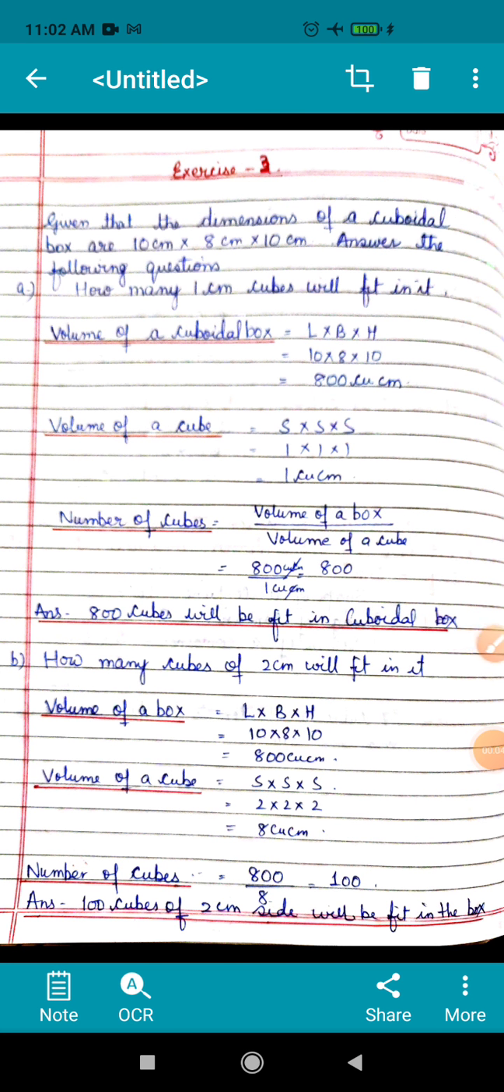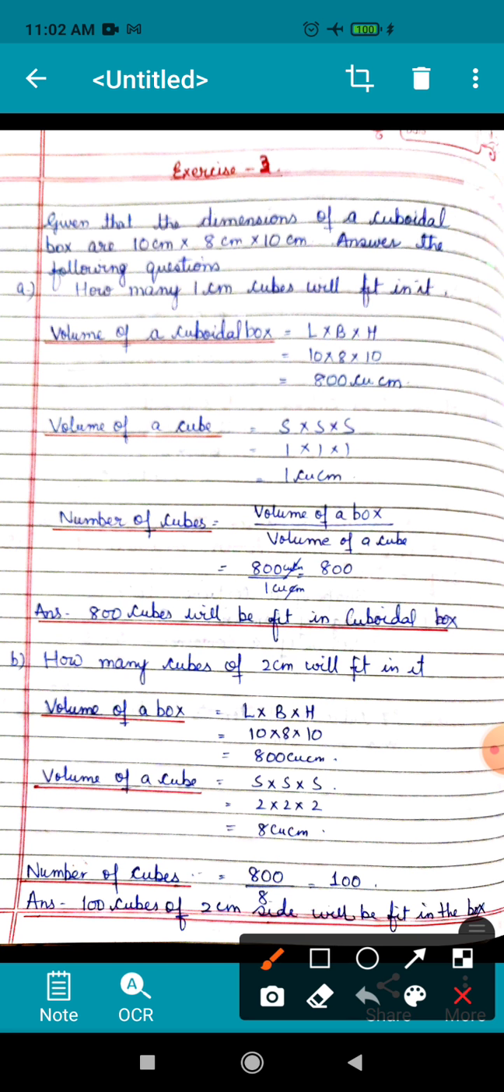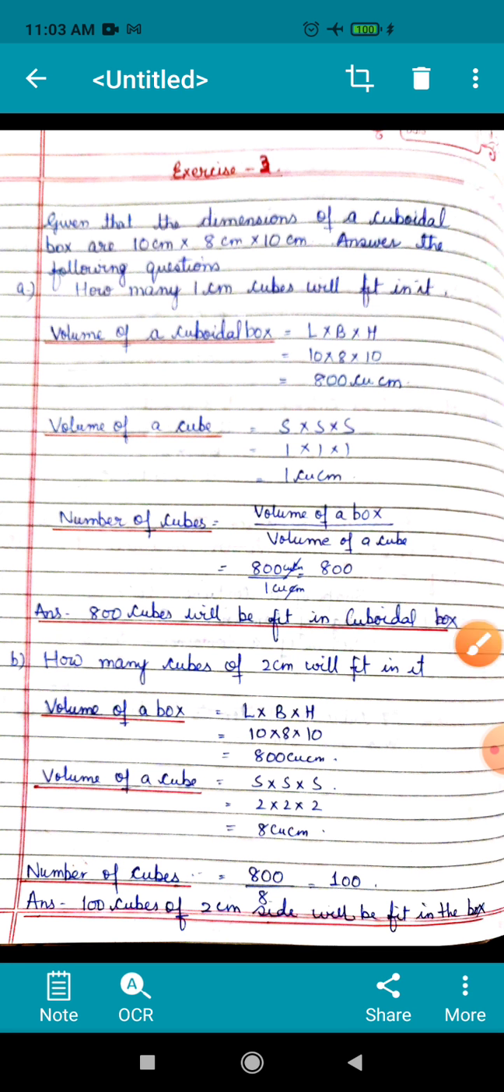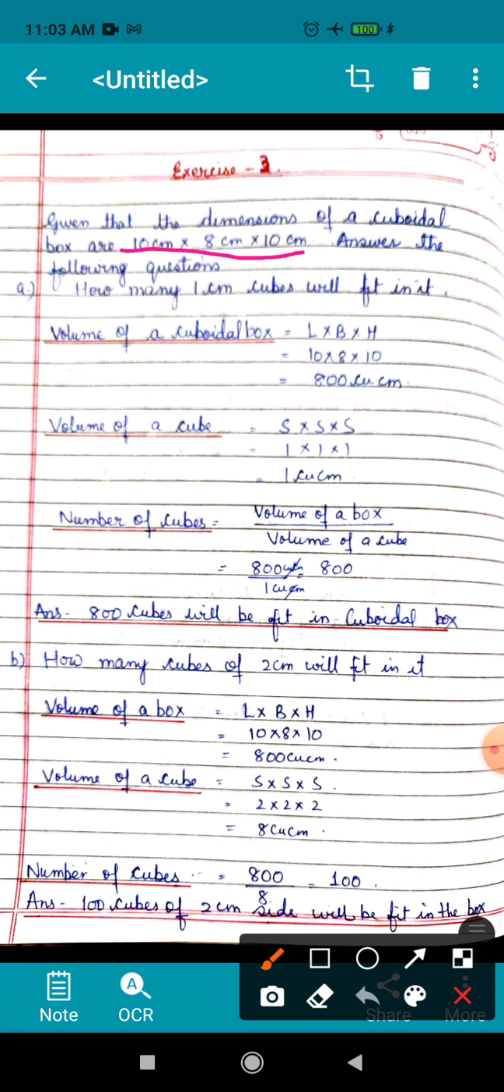In previous class, you all had done different word problems of volume. Children, in today's class also, we will do a few more word problems of the volume. So let us see what are the problems. First problem is, given that the dimensions of a cuboidal box are 10 centimeter, 8 centimeter and 10 centimeter, answer the following question. How many 1 centimeter cubes will fit in it?